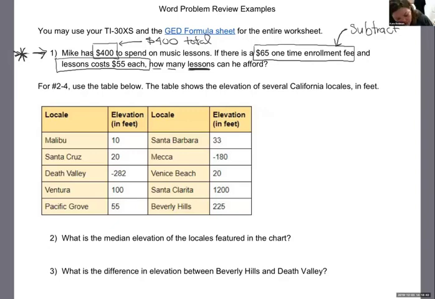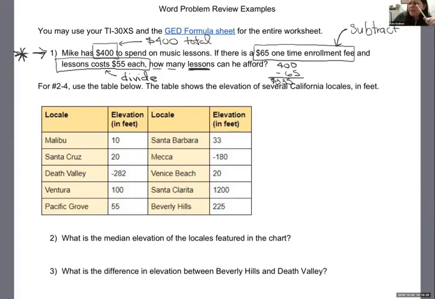And then I love that you said and divide, because these lessons cost $55 each. That's a payment that we're paying over and over and over again. We're taking a total this time and breaking it into same size groups. So I absolutely agree with you. So I'm going to start with the subtraction. Let's pay the one-time fee first. So I'll take away that $65. And again, you could do this in your calculator. So I get $335 after I pay my one-time enrollment fee.